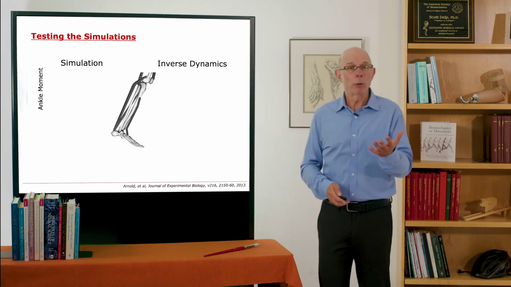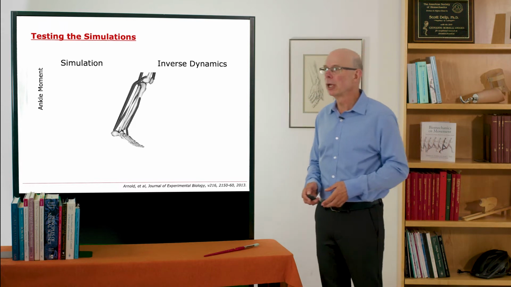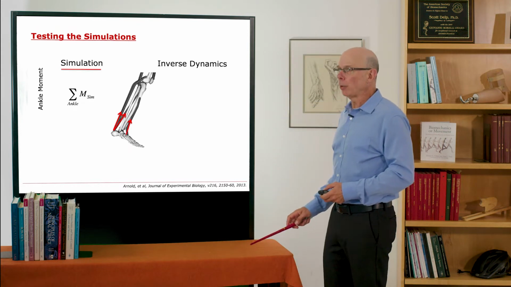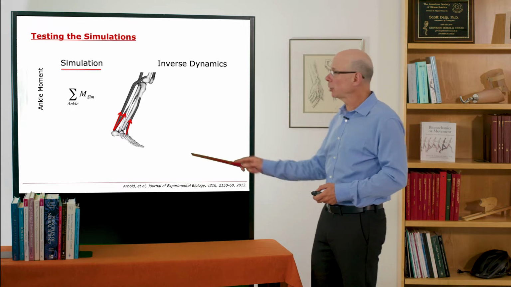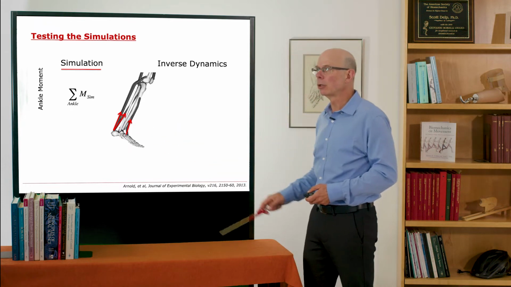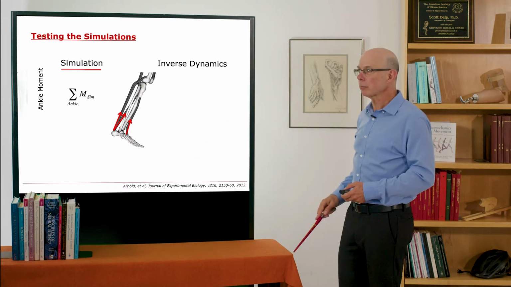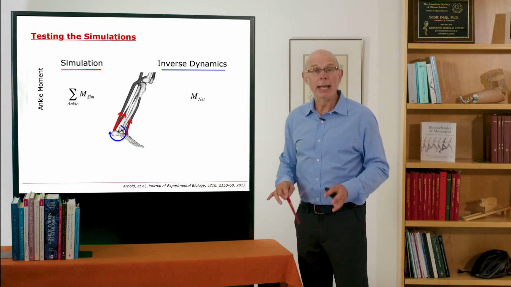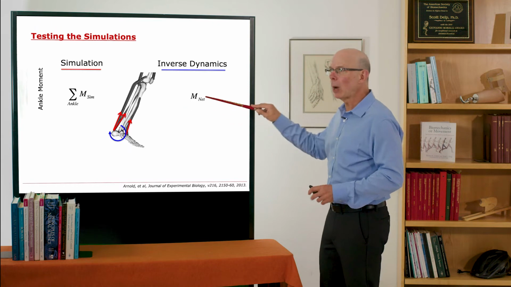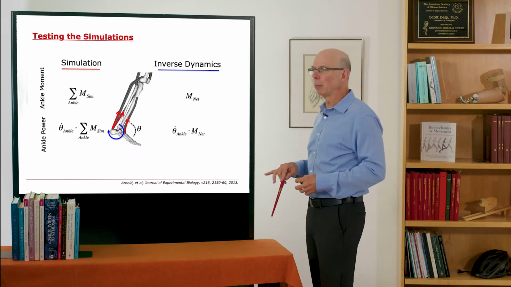So let me give you, going back to our specific example of how we tested simulations. One of the things that we did was we wanted to calculate the ankle moment, and we can do that in the simulation by summing the moments generated by the muscles that cross the ankle. So we sum the simulation results for the ankle. We can also perform inverse dynamics. And in inverse dynamics, we're computing the net moment as well. And we can compare the simulated moment to the inverse dynamics moment.